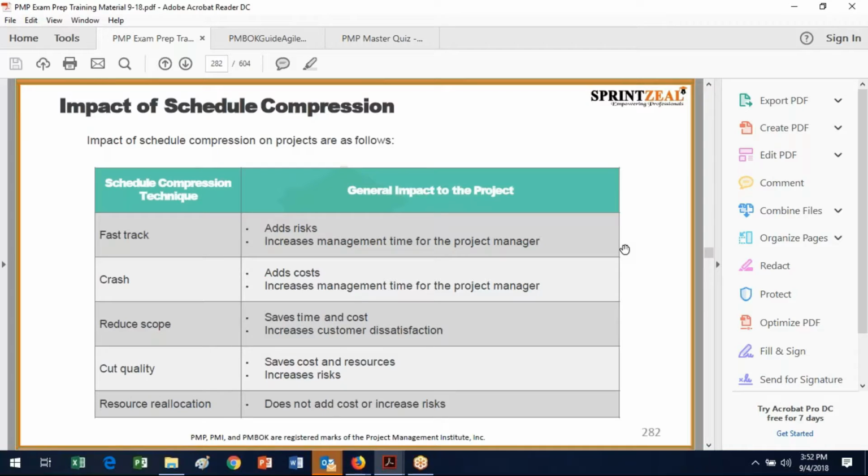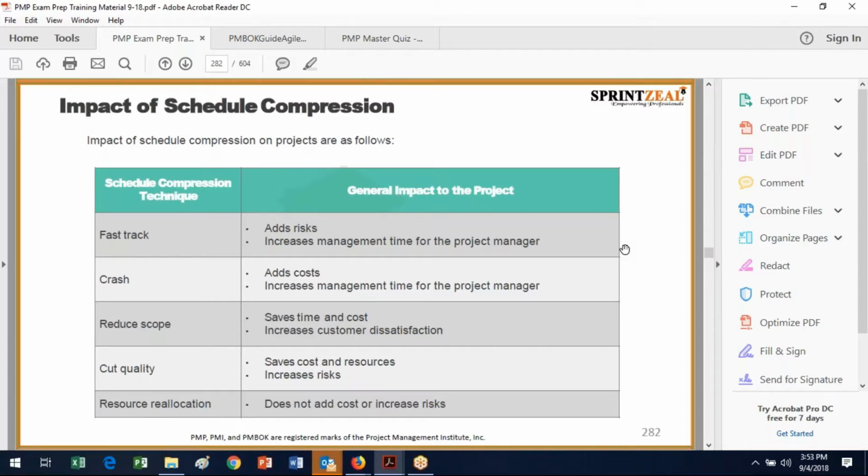Okay, another way you can reduce or compress the schedule is to reduce the scope. So you can save both time and cost, because remember we were talking about our iron triangle of scope, time, and cost. But the problem is you're potentially going to take on some customer dissatisfaction, because when you take something out of the scope, that was potentially something somebody was interested in having. You can cut the quality or the conformance to the requirements, which potentially saves cost and resources, but again, it increases risk.